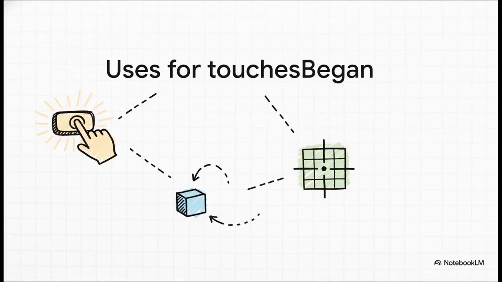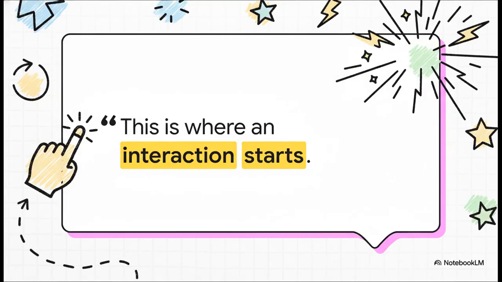So what can you actually do with this signal? Well, you could make a button glow to show it's being pressed, or you could grab the starting point of a drag and drop. Or you could just record the initial coordinates of the touch, kind of like a detective gathering clues at the scene. And here's the bottom line. touchesBegan is the gatekeeper. Nothing happens without it. It is the start of our mental model, the foundation that everything else is built on.